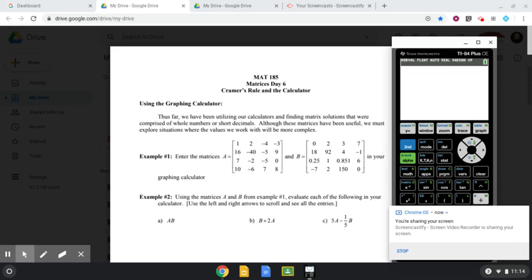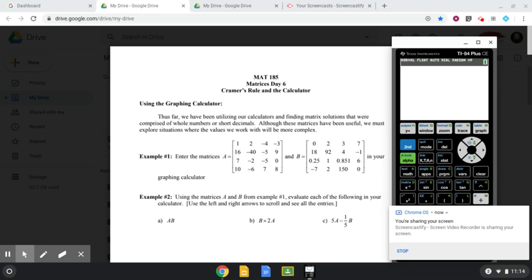So today what we're going to be doing is using our graphing calculator to do basic operations with matrices as well as a little bit more complex things. Thus far, we've been utilizing our calculators and finding matrix solutions that were comprised of whole numbers or short decimals. Although these matrices have been useful, we must explore situations where the values we work with will be more complex.